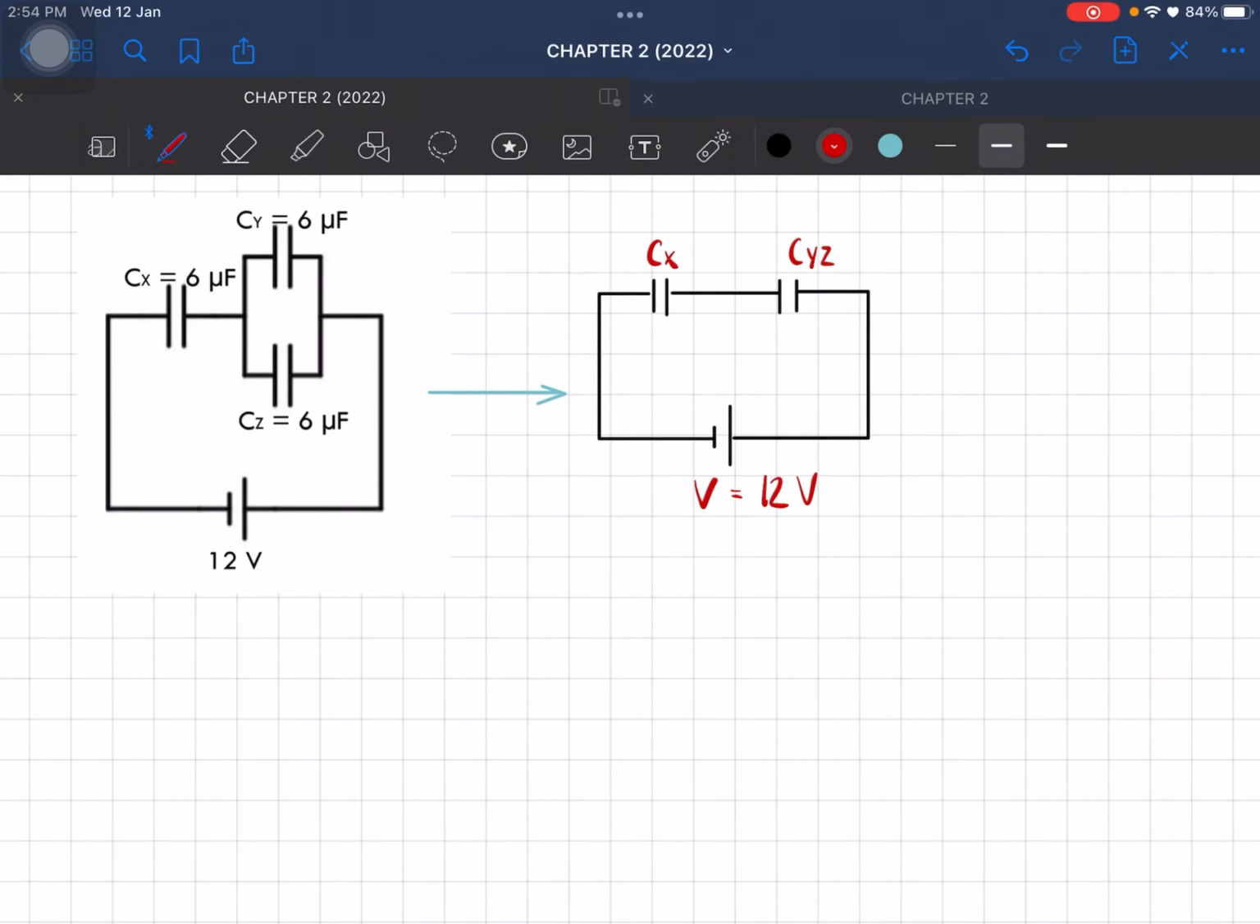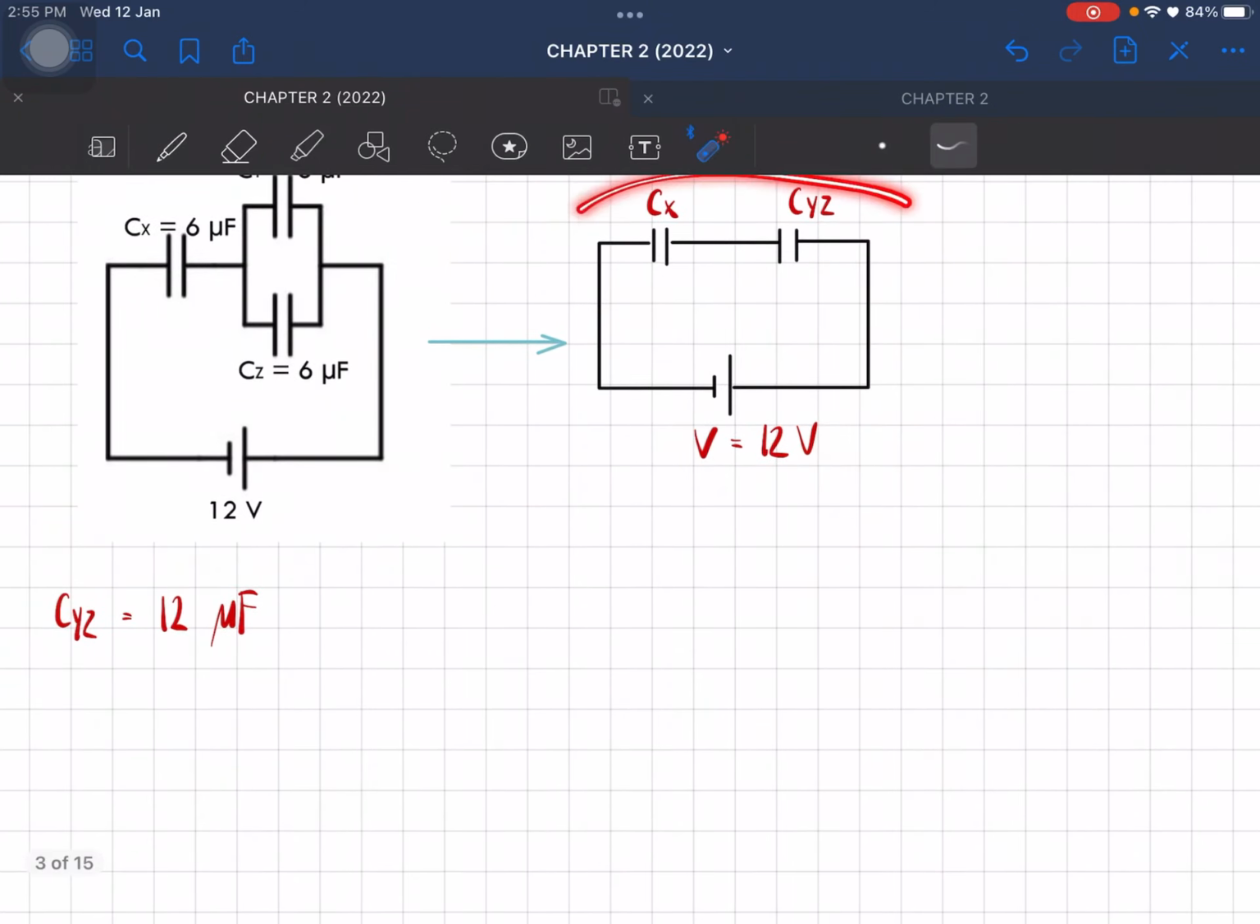So firstly, we have to calculate the effective capacitance of Cyz. So this is a parallel circuit. So for a parallel circuit, we are just gonna add them together. So you're gonna get 6 plus 6 is 12, right? Okay, so this is gonna be 12 microfarad, and then we are gonna calculate these two.